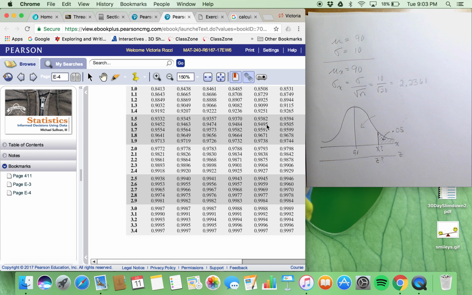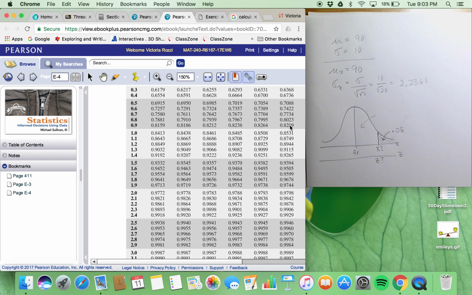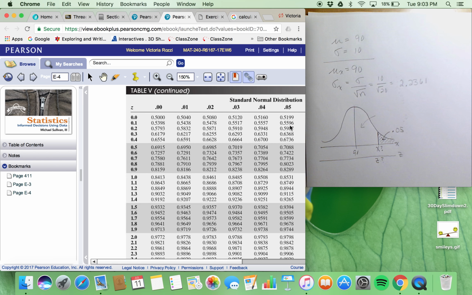If I look around, I actually have these two numbers, 0.9495 and 0.9505. Basically, I'm going to have to go straight in the middle because 0.95 is directly in the middle of those two. If I take a look at the z-score that corresponds to that, I go over here, and I have a z-score of 1.6 and 0.04 and 0.05. In the middle of these two, it would be 1.645.